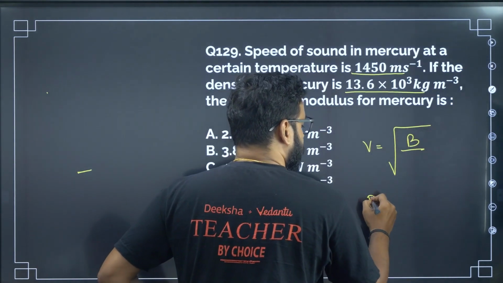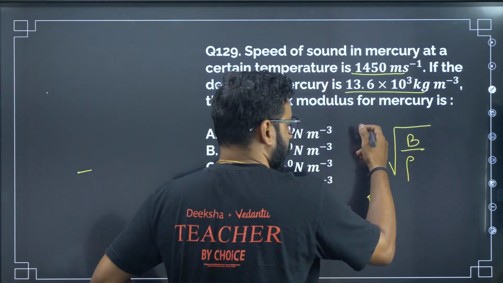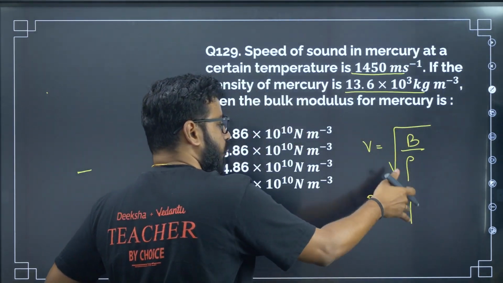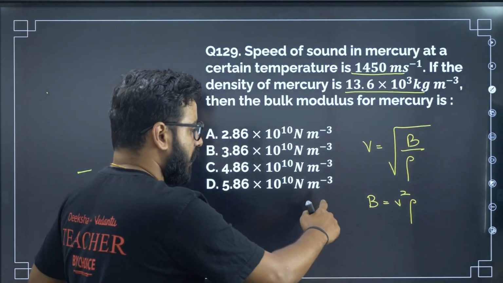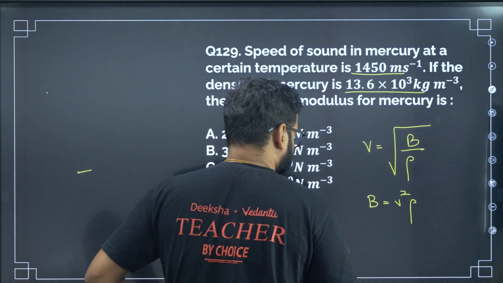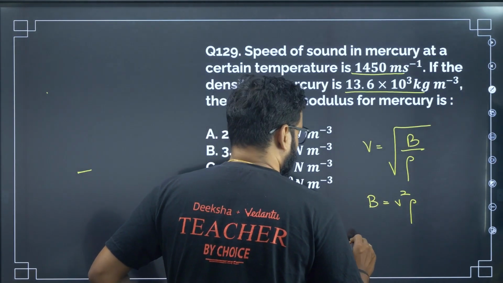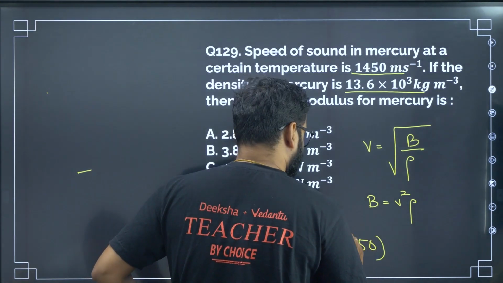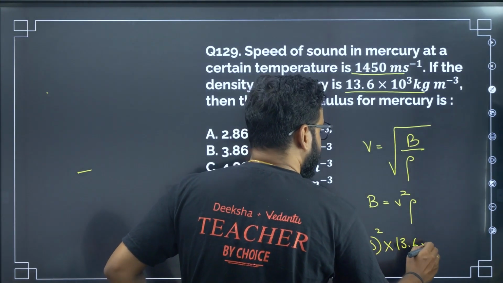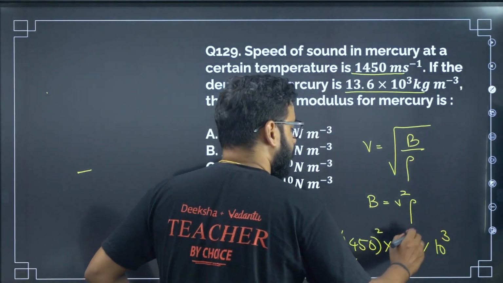So bulk modulus is absolutely just square both the sides and cross multiply v square into rho. Square both the sides, cross multiply rho. So bulk modulus is v square into rho. So bulk modulus is 1450 whole square into rho, which is 13.6 into 10 to the power 3.